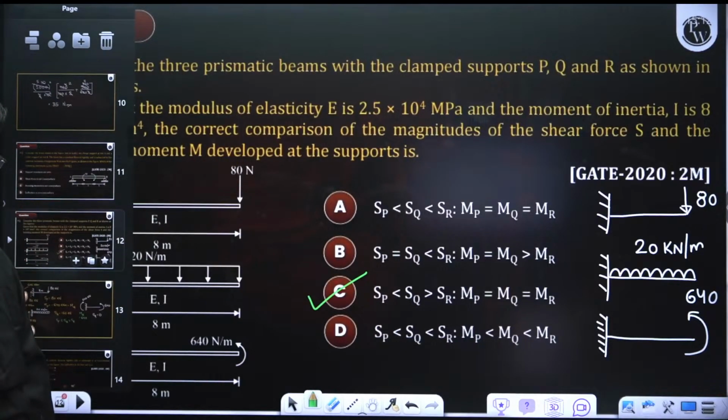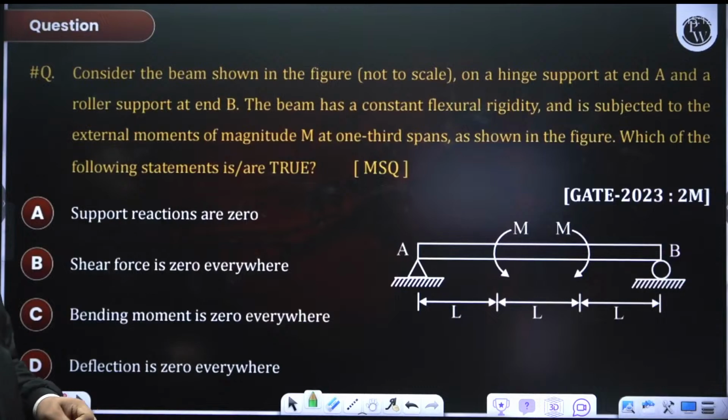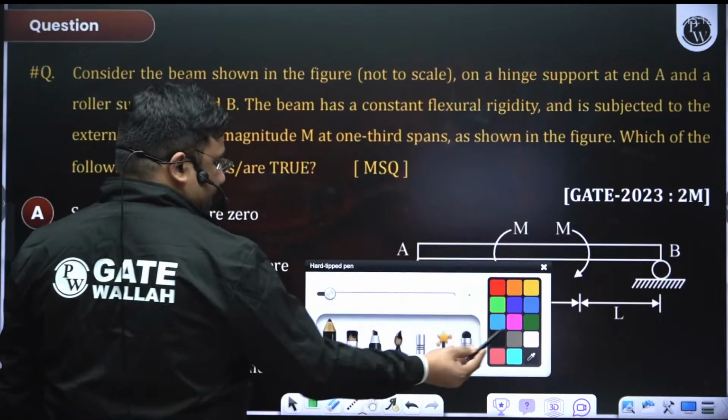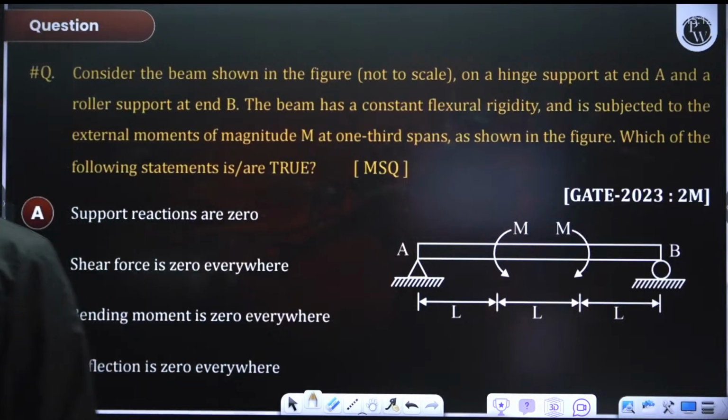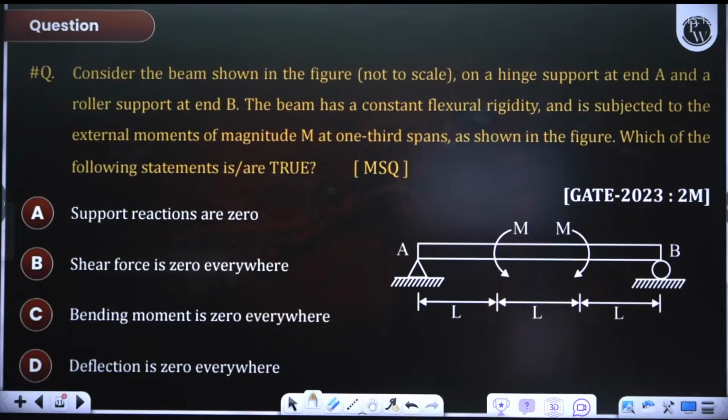Now solve this question also. First you solve, then I will explain this. This is an MSQ question. First you solve, then I will give some light also for this.